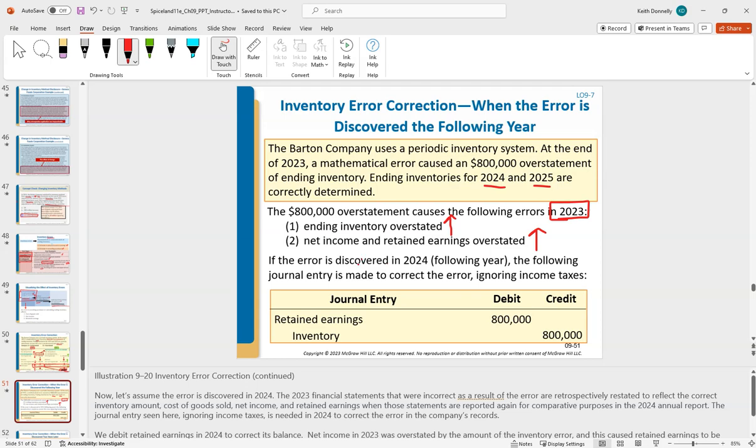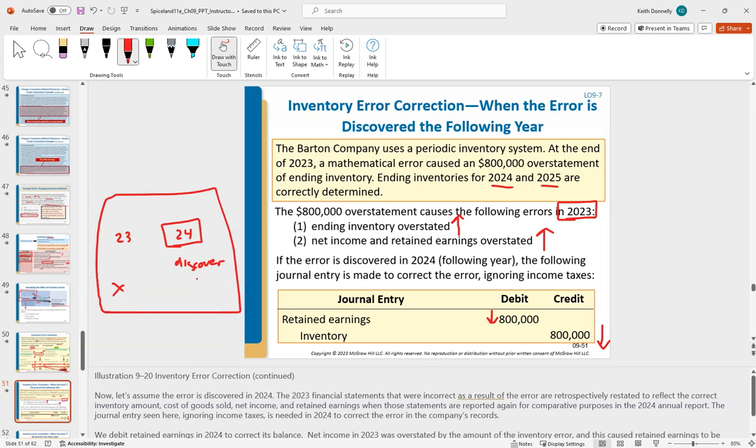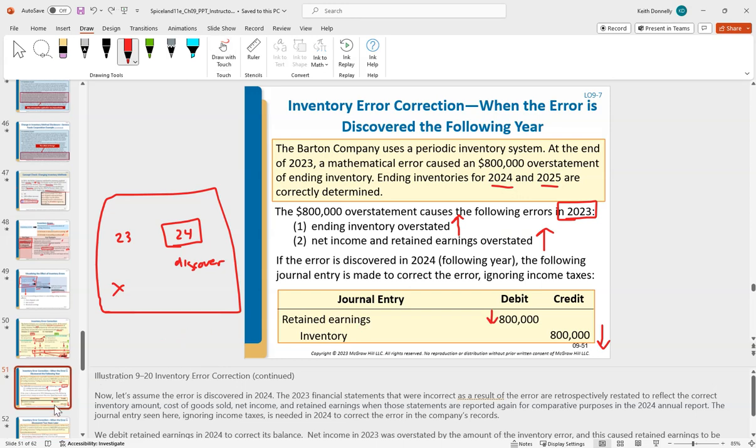If we discover the error in 2024, so we have 23 and we have 24. If in 24 we say, oh, we screwed up, we discover the error over here, essentially what we have to do is correct it. So here to correct it, ending inventory was too big, we're going to have to make it smaller. Retained earnings was too big, we're going to have to make it smaller. So if we discover it before it self-corrects itself after that 2-year period, we need to do the journal entry for it, okay?